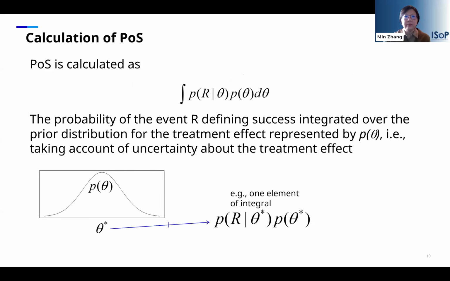Next slide, please. So conceptually, POS is calculated as the probability of the event R defining success integrated over the prior distribution for the treatment effect. That is taking account of uncertainty about the treatment effect. It is the Bayesian version of power, also termed assurance. So it is an acknowledgement of the fluctuations and unpredictability inherent in clinical outcomes. The differences from the frequentist power calculation of a study will be described in a later slide. Next slide, please.